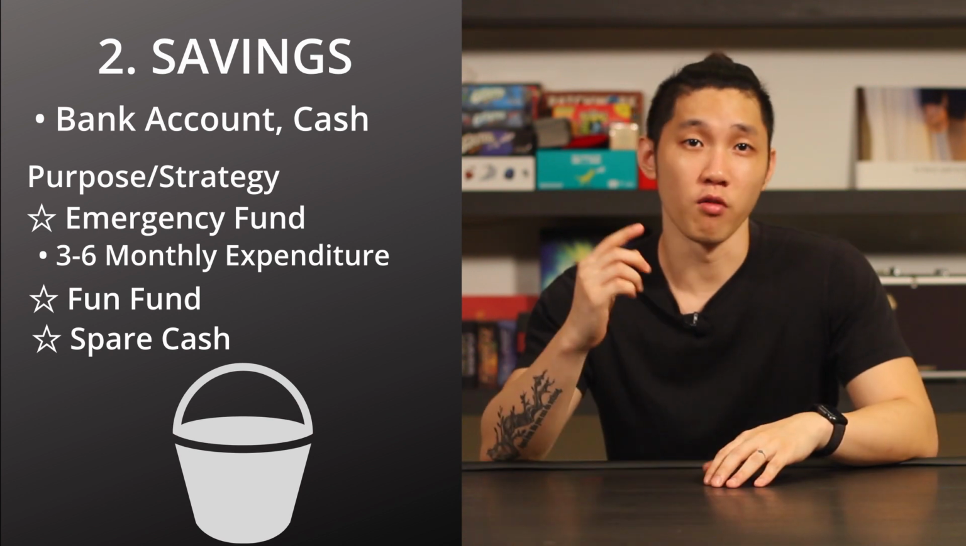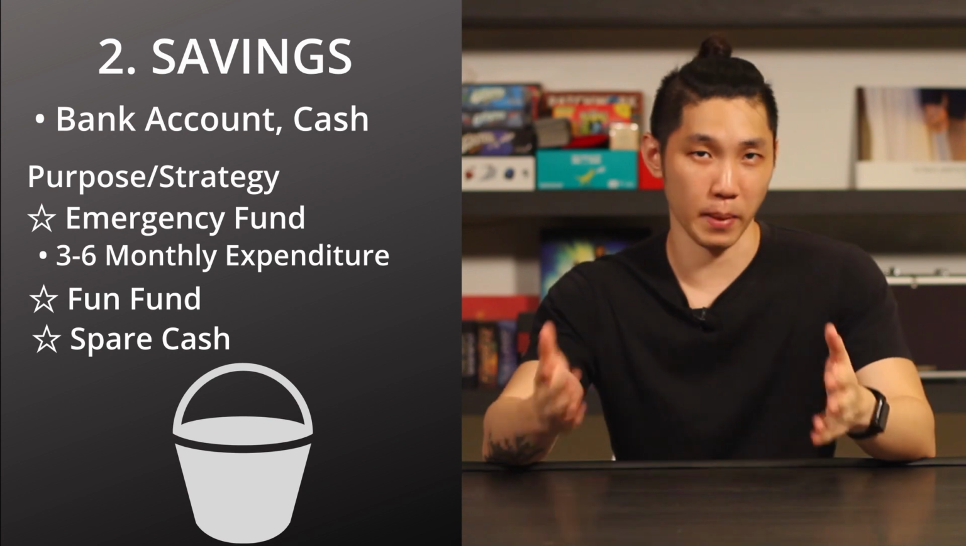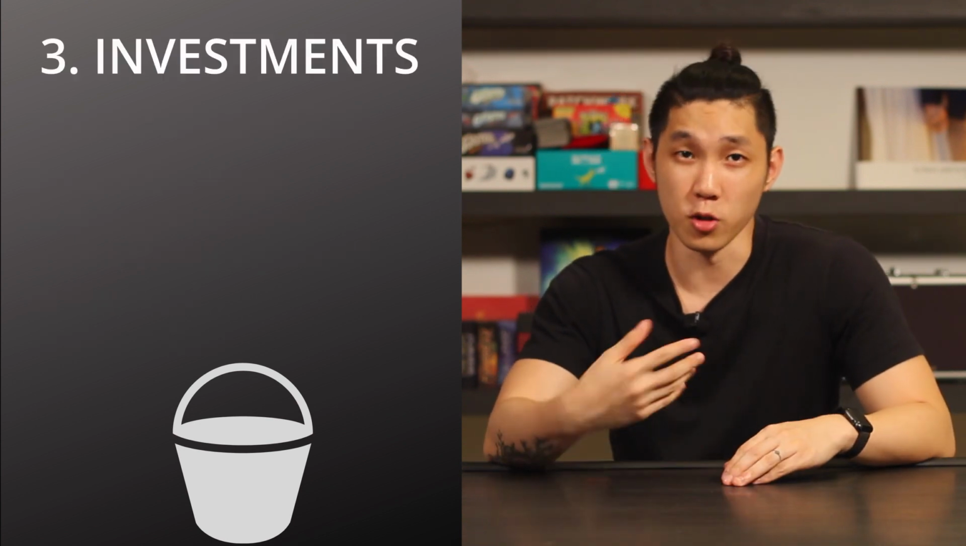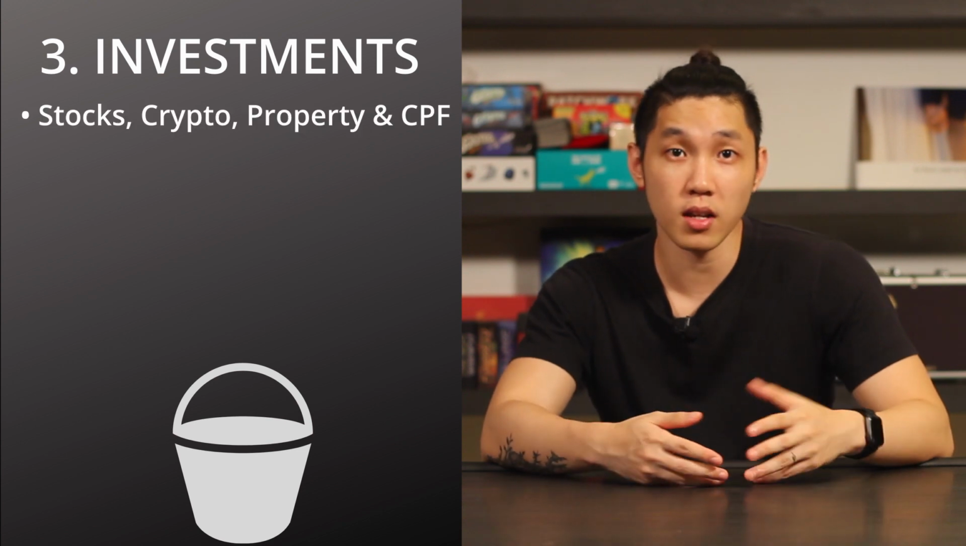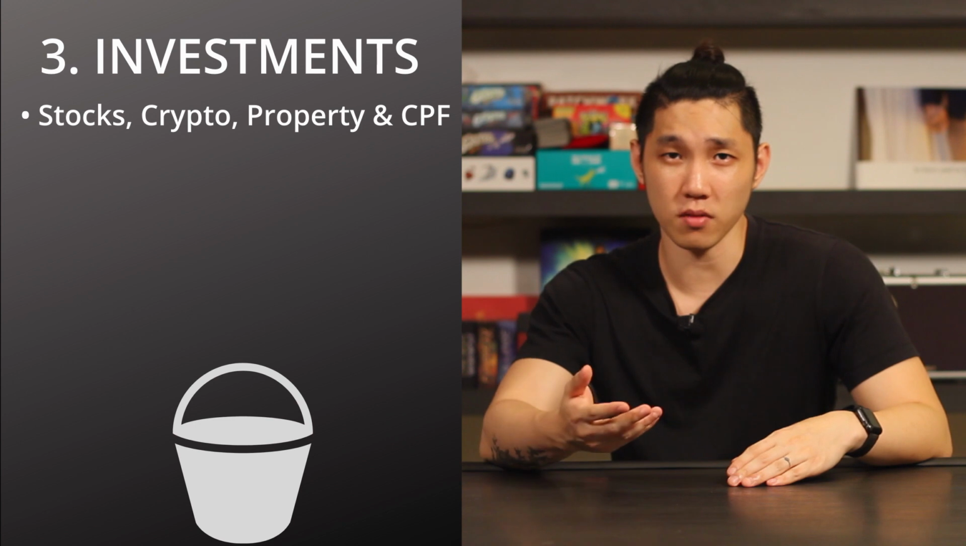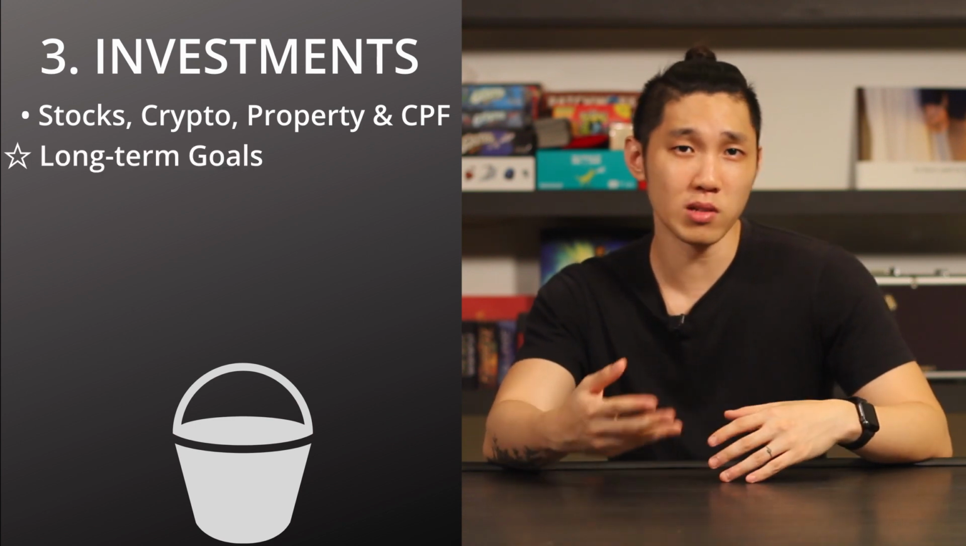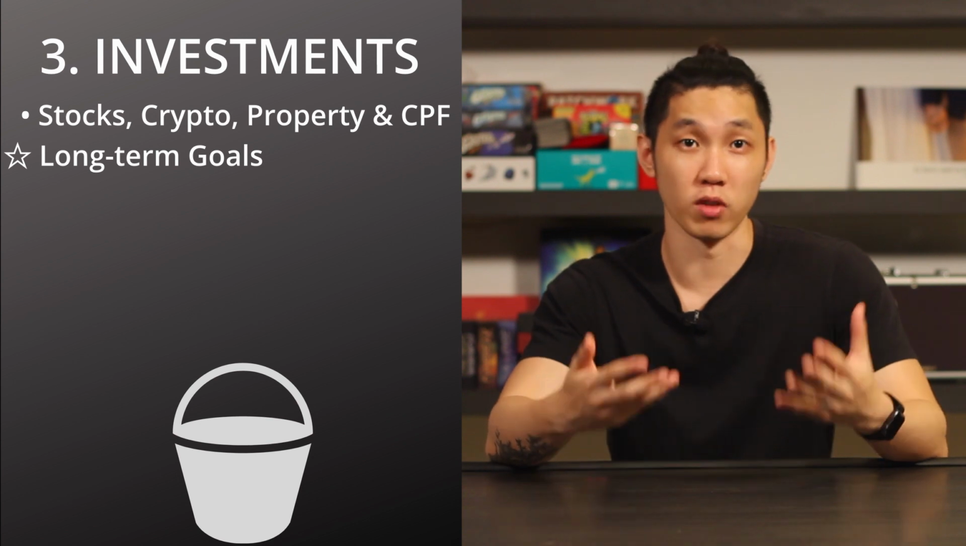So for savings, remember emergency fund, sinking fund, and spare cash. The third bucket is about investments. The usual suspects for this would be stocks, cryptocurrency, property, and CPF. The purpose of this bucket is for the long term so that you can grow your money for use later on in life, such as for retirement.